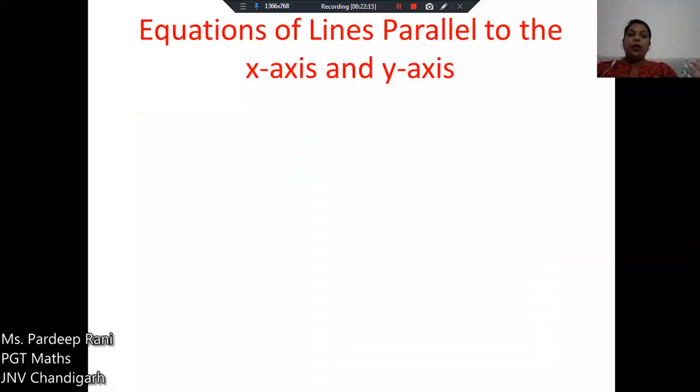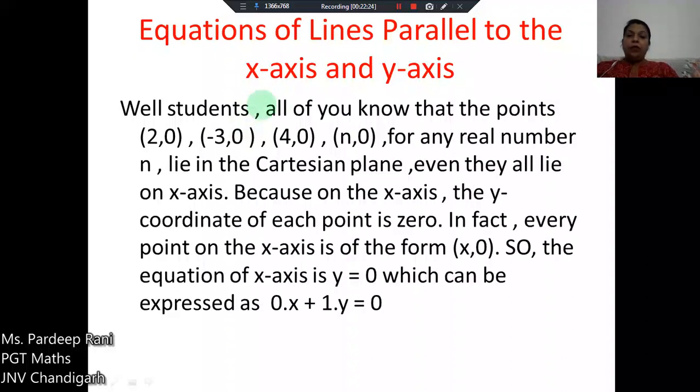Last concept is equations of the lines: x-axis, y-axis and lines parallel to the x-axis and y-axis. Well students, all of you know about the points (2, 0), (3, 0), (-3, 0), (4, 0), (n, 0) for any real number n. All these points lie in the Cartesian plane. Even we can say that because their y coordinate you can see are all 0, so all these points lie on x-axis. In fact, every point on x-axis is of the form (x, 0).